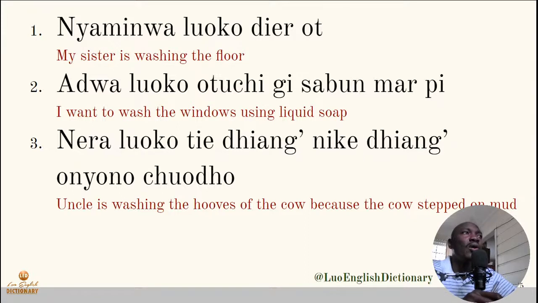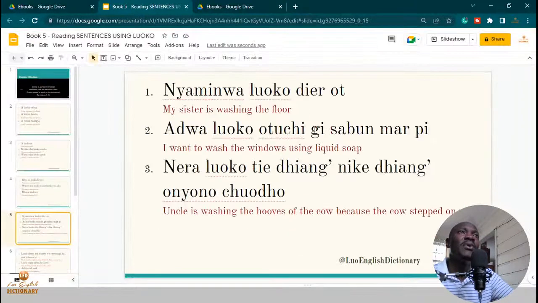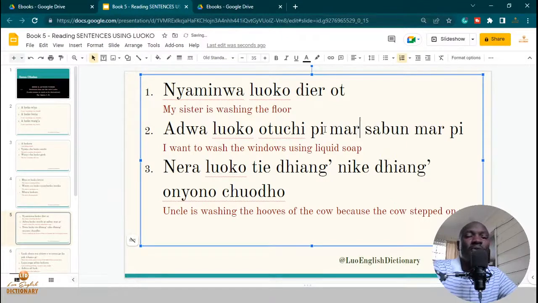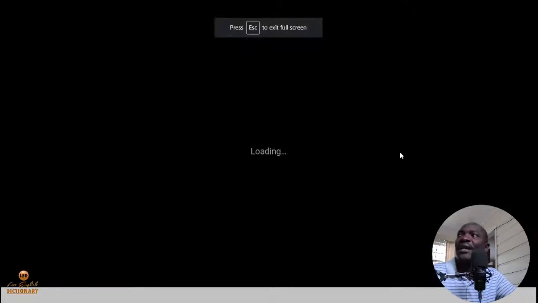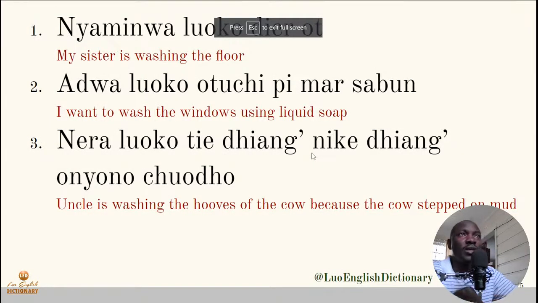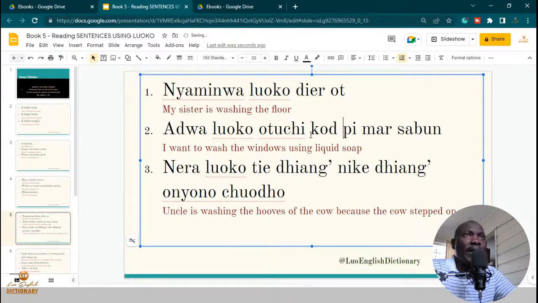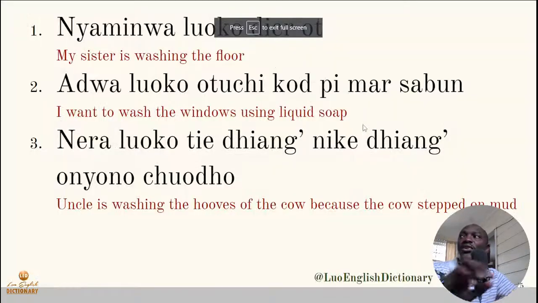Adwa luoko otuchi kod sabun mar pi. Kod pi mar sabun. Not kod sabun mar pi. Kod pi mar sabun. Adwa luoko otuchi kod pi mar sabun. I want to wash the windows using liquid soap. I've again left out kod. Kod pi mar sabun, okay? I want to wash the window using liquid soap.